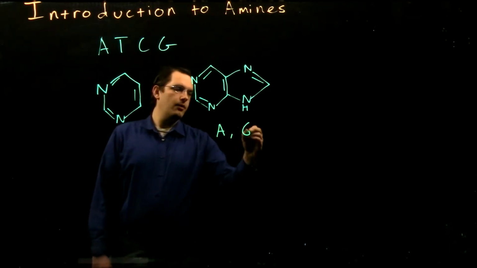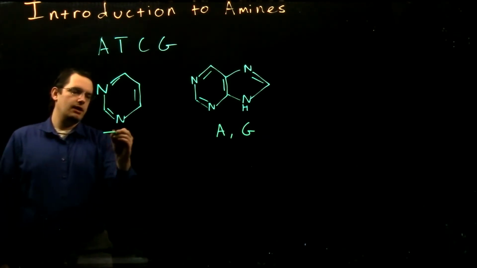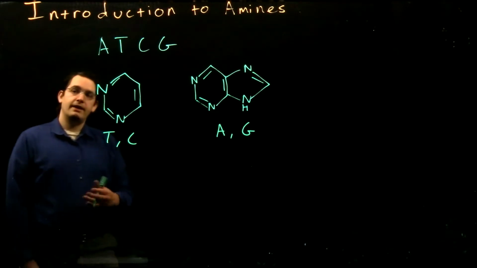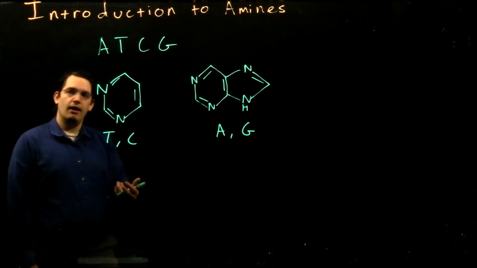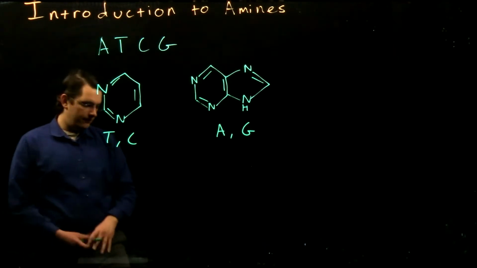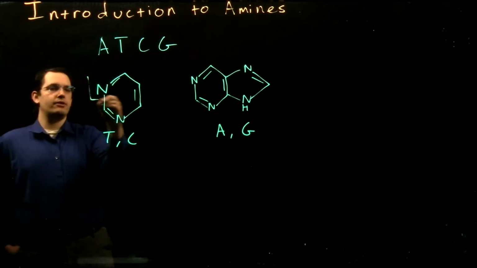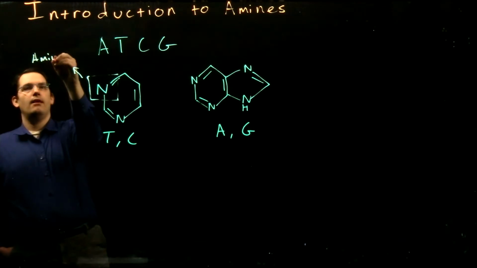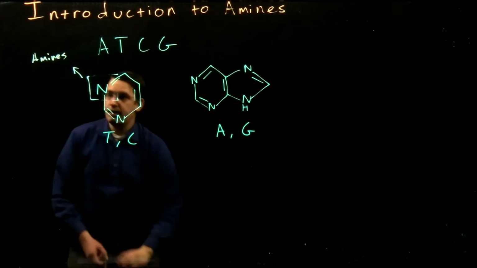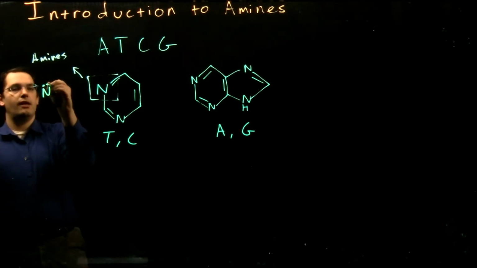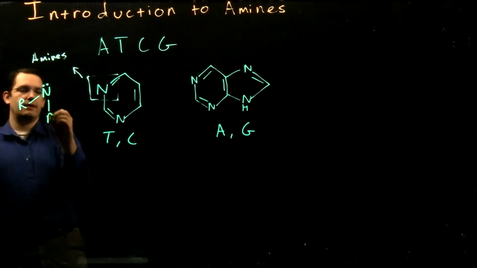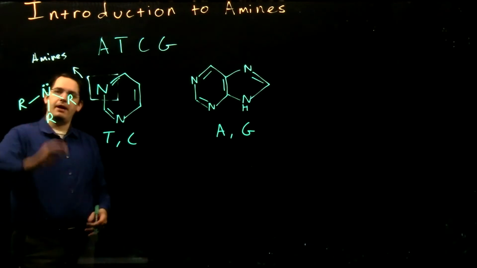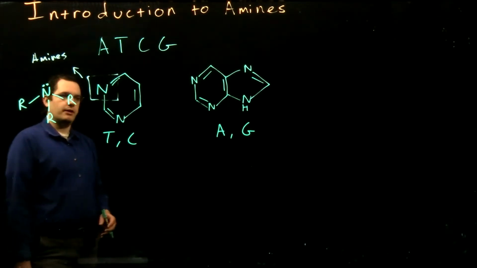The A and G both share this basic structure, and our T and C both share this basic structure. Now these nitrogens here are key for the overall function and behavior of our nucleotide bases. And in fact, these are our new functional group that we're going to be looking at today. So these are amines. The general structure of an amine is a nitrogen, which is then bonded to three different groups that could be either carbon chains or hydrogens. So it's similar to our amides, but without that carbonyl next to our nitrogen.